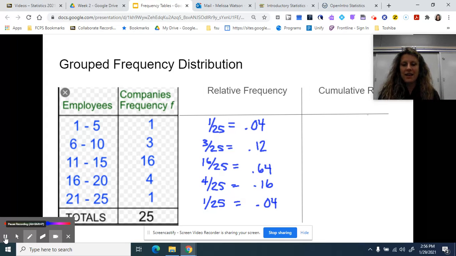Okay, I went ahead and added those decimals. So when I divided 1 by 25, I got 0.04. And so we can see the relative frequency for each one of those categories.